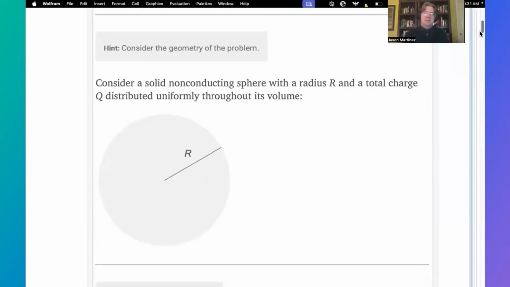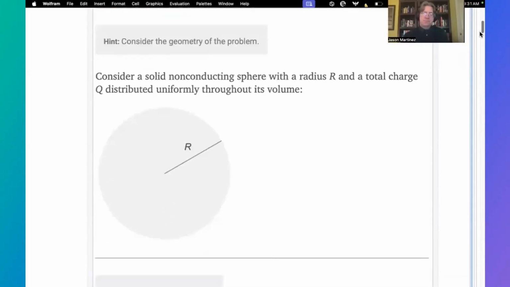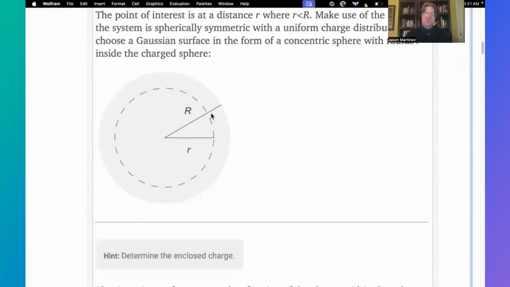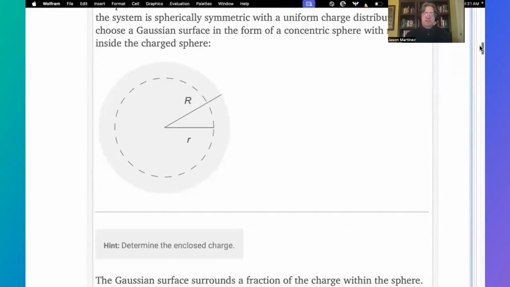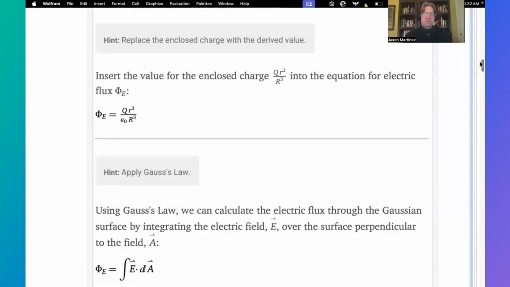So here we have a non-conducting sphere with a uniform charge spread over it, and we want to find the electric potential. So we say, okay, we know Gauss's law. We look over the closed surface and figure out what the enclosed charge is. So we can just use simple geometry to find out the relative volumes from that and the total charge. We know how much charge is within the sphere. And then we can apply Gauss's law to integrate.